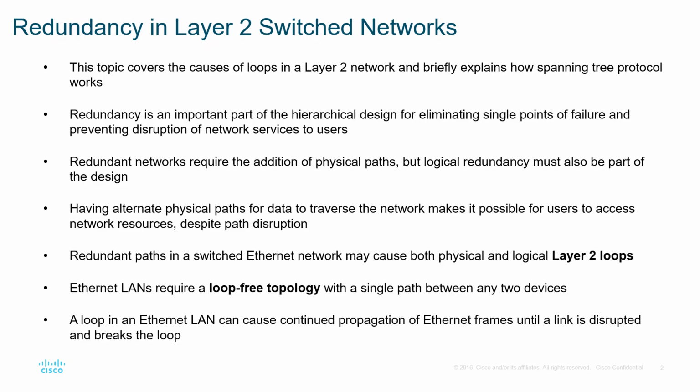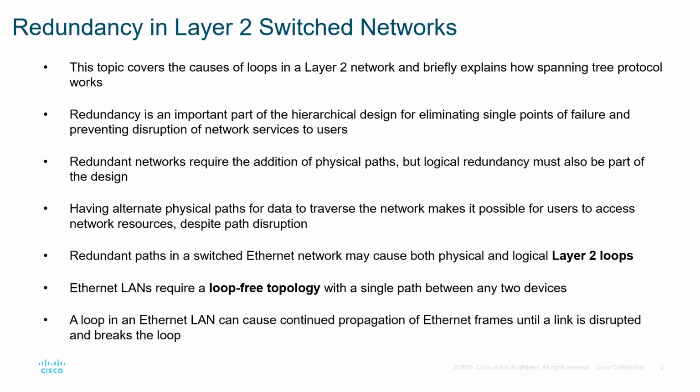So redundancy, as you know, is an important part of the hierarchical design for eliminating single points of failure and preventing disruption of service to our end users. However, redundant networks require additional physical paths, but logical redundancy must also be a part of the design. Having those alternate physical paths for data to traverse the network makes it possible for users to access network resources despite path disruption. So redundancy is always going to be a good thing.